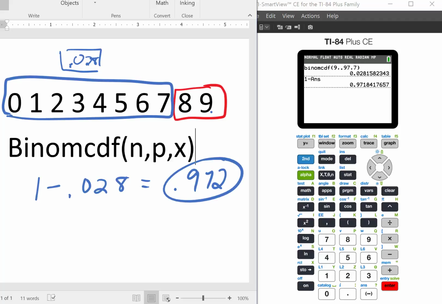For me, I would do StatCrunch. Much easier, much more intuitive than using the TI. But if all you have is the TI, feel free to use that. I hope that helps.